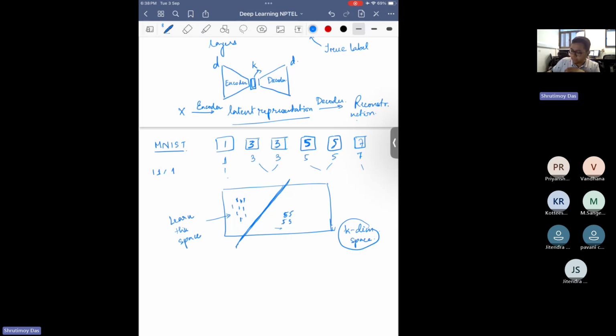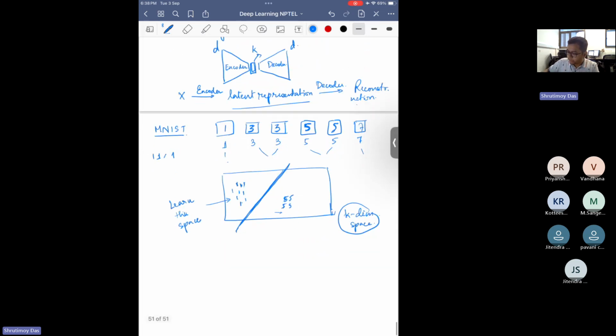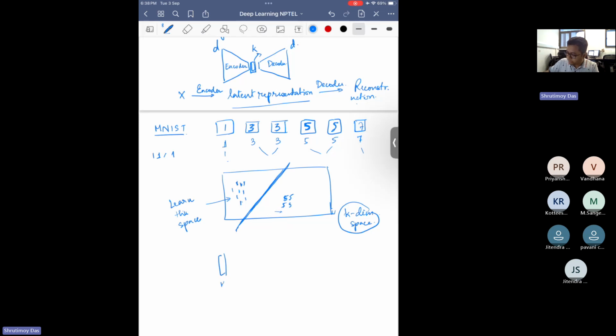So basically after that, given this k dimensional space, I pass it through some classification algorithm, maybe a neural network, maybe something else. The classification algorithm will try to decide where to draw the decision boundary such that on one side there are ones and on the other side there are fives. So we use this hidden dimension that we have.